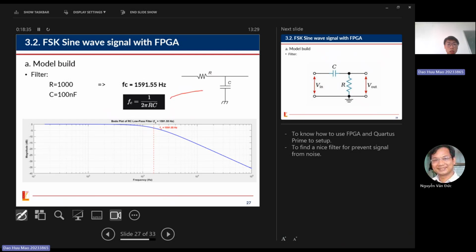With the cutoff frequency FC, we have the formula FC equal to 1/(2πRC). Assume that we have R equal to 1 kilo ohm and C equal to 100 nanofarad. So the cutoff frequency is about 1591 Hertz.